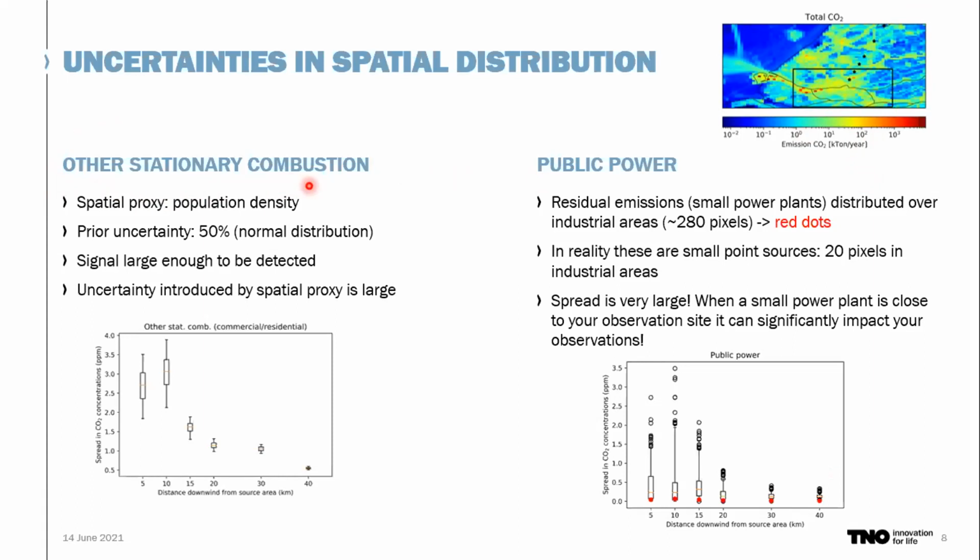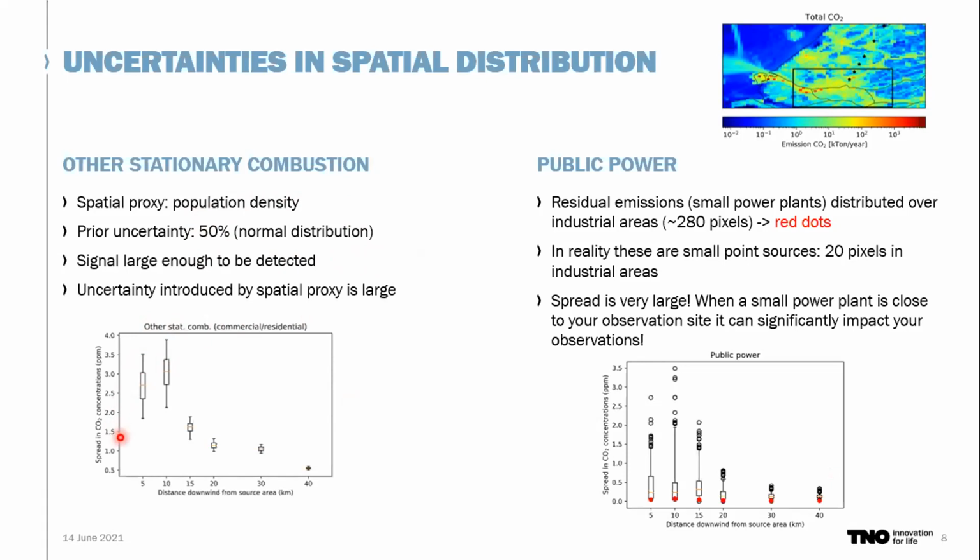The first example I want to show you is again for other stationary combustion, and we use population density for the spatial distribution. And you might think, why 50% uncertainty in this population density? Well, the population density itself is not that uncertain, but we use a weighing factor because we know that people that live closer together, like in apartment buildings, have a lower energy consumption to heat their houses than people that live in a detached house. But we do not really know what this weighing factor should be. So that introduces mostly this uncertainty.